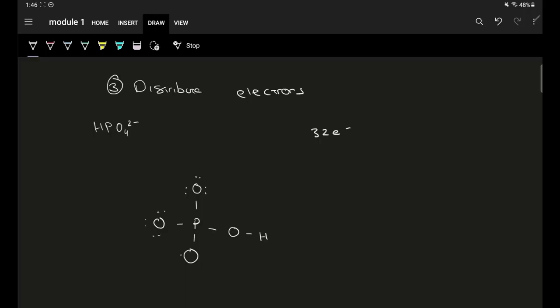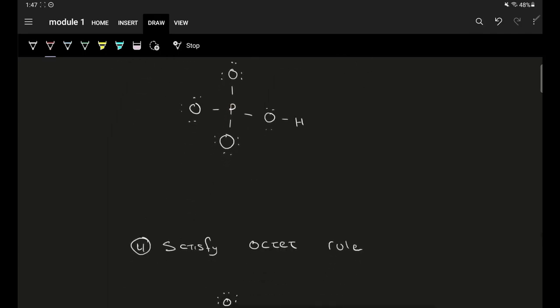Remember, each atom wants to have 8 electrons interacting with it. So in the case of this oxygen, we have our 1, 2, 3, 4, 5, 6 electrons in 3 lone pairs. We have another 2 electrons participating in the bond with the phosphorus, giving us a total of 8 electrons, satisfying the octet rule. But this is not the most stable structure that we can draw.